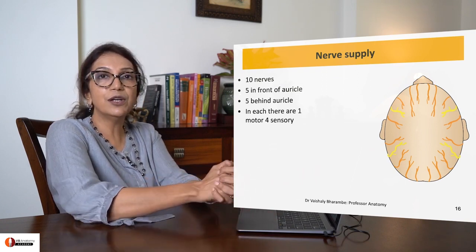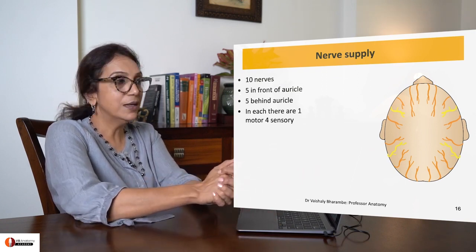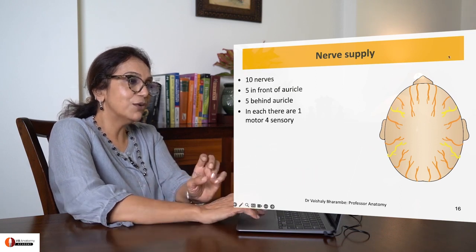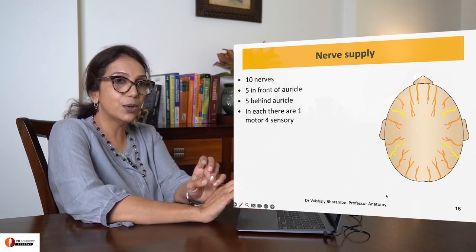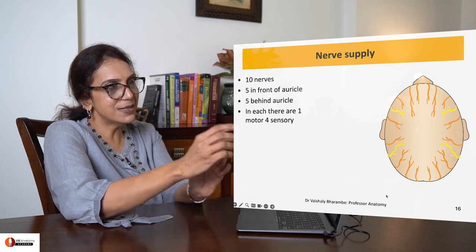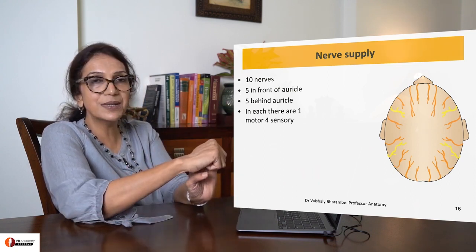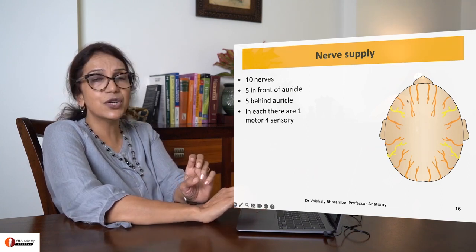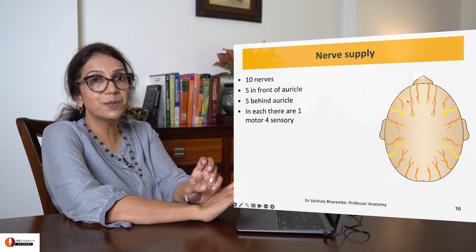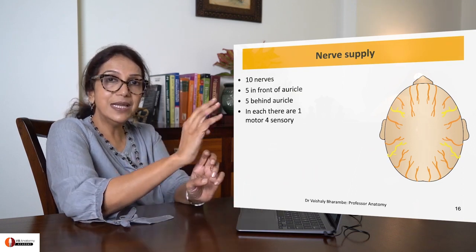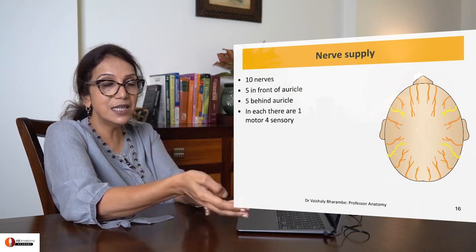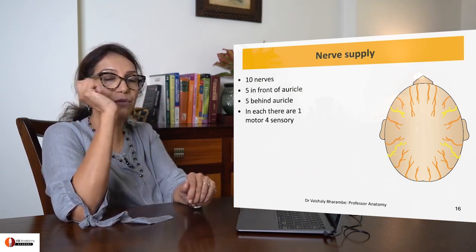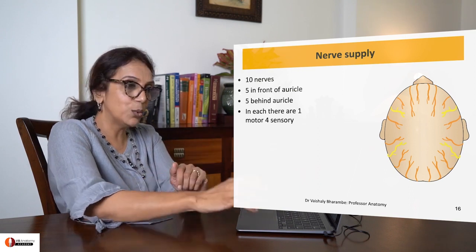Let's now come to the nerve supply of scalp. The scalp is supplied by 10 nerves. 5 nerves in front of the auricle, 5 nerves behind the auricle. Out of these 5, can you see something peculiar in this diagram, students? Yes, some nerves are yellow and the others are a much darker shade. Why is that so? Because on each side there are 4 which are sensory nerves and 1 which is a motor nerve. Out of every 5 in front of the auricle, 4 sensory, 1 motor.